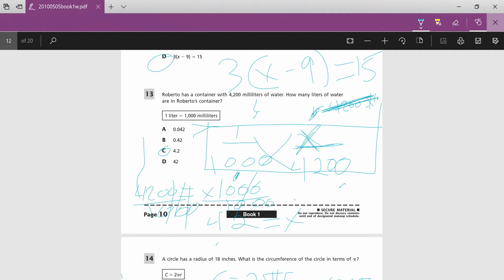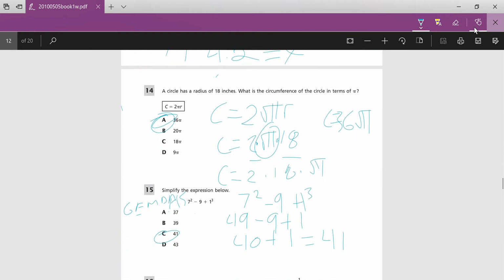Now, because it's such a clean-cut problem, what you can do is just divide 4,200 milliliters by 1,000, because 1,000 milliliters equals 1 liter, and you would still get the answer of 4.2. But putting it in a proportional way always helps you see what you're doing if you're not too sure with conversions.